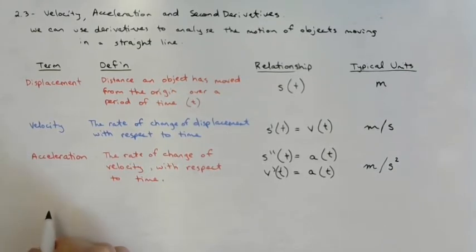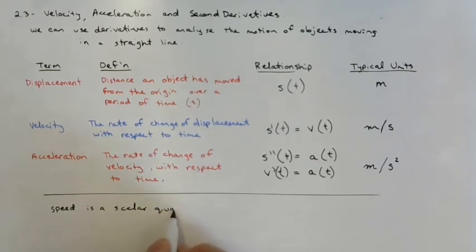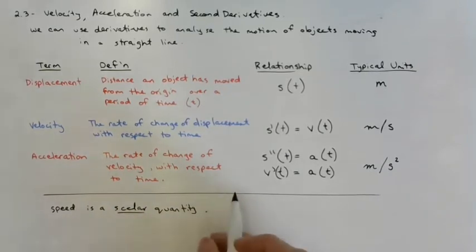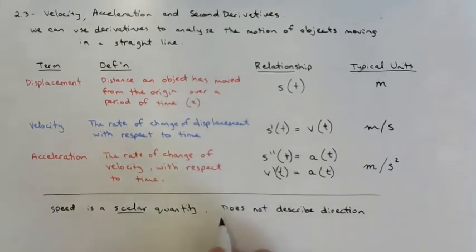One final note is just the difference between speed and velocity. So this chart is done. Why do we use the word velocity? Well, speed is a scalar quantity. What does that mean? It does not describe direction. So if you give someone a speed, it's always measured in positive values.